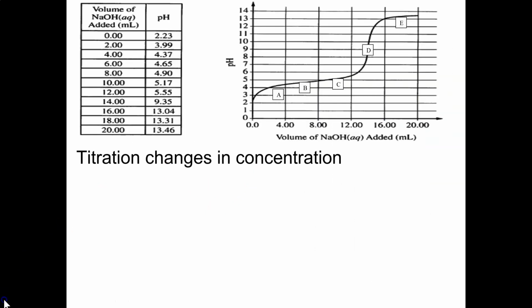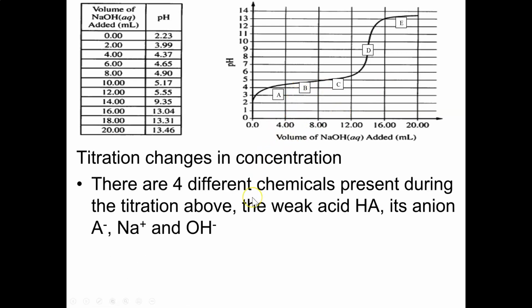Let's try some scenarios. Just the graphical information that they give you. So you plot your points accordingly based off of that. So you have A, B, C, D, E, and here are your 4 different chemicals. We ignored the Na+ earlier, but let's go back to it. Okay, so at A, what's the highest concentration?